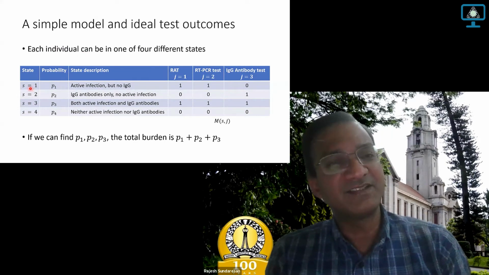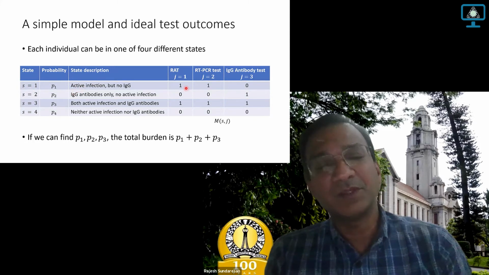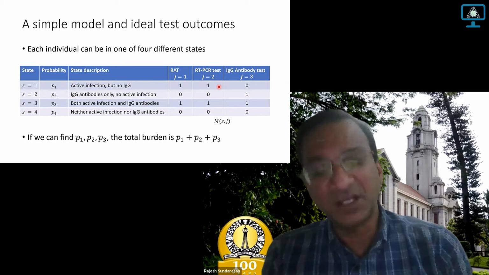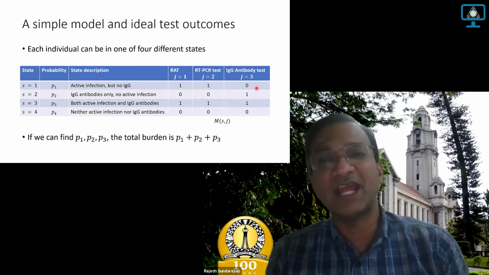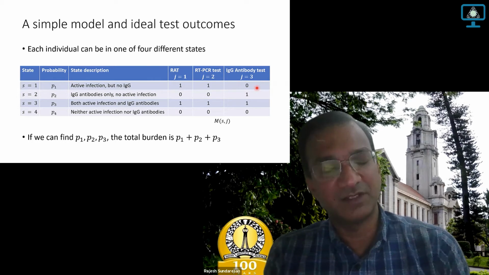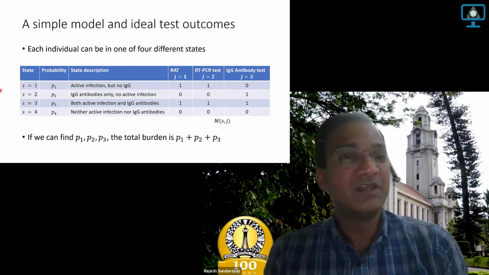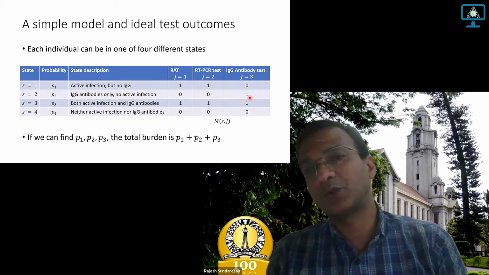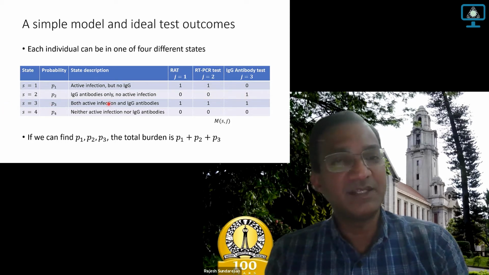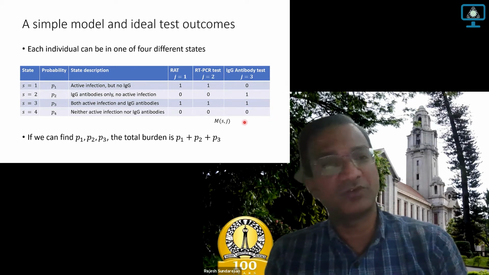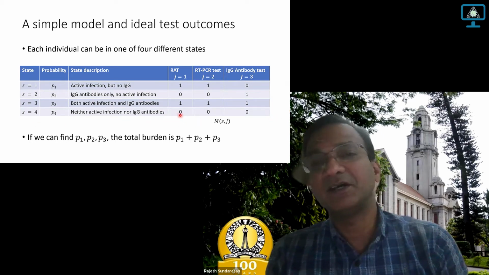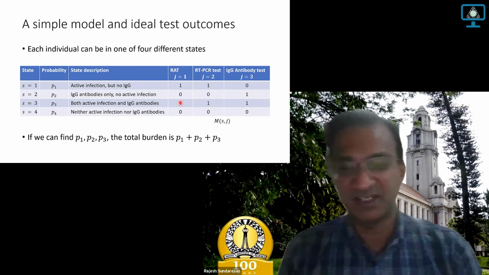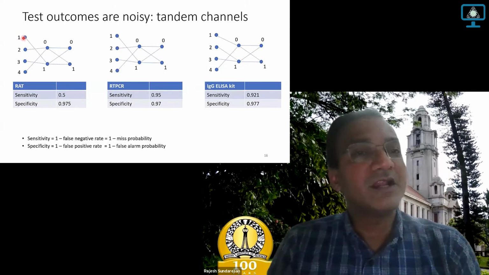So when a person is in the state with active infection, the RAT will ideally put out a 1, a positive outcome. The RT-PCR will ideally put out a positive outcome, and the antibody test, the ELISA kit, will ideally put out a negative outcome. Similarly, in state 2, these two will be negative, but the IgG ELISA kit would put out a positive outcome. In this intermediate stage, all three will put out a positive outcome, and in the last state, none of these will be positive. So these are the ideal outcomes, and of course, we don't always get the ideal outcome.